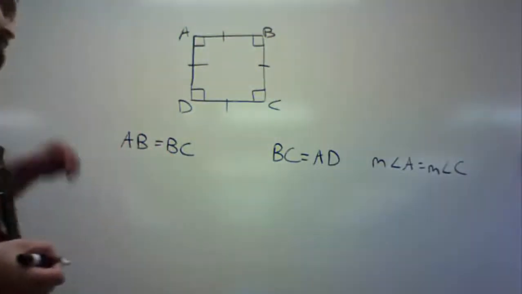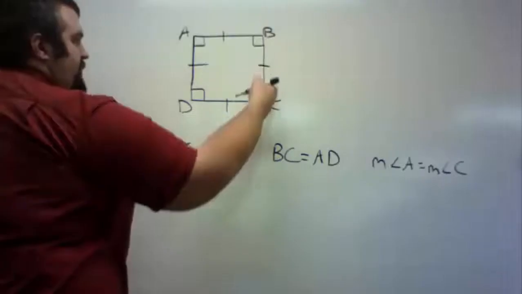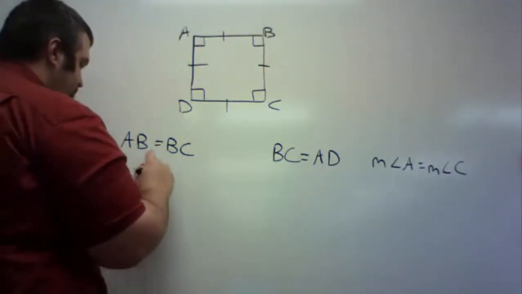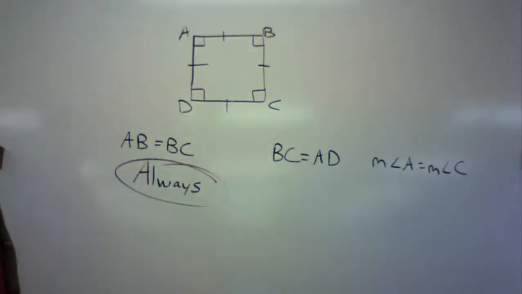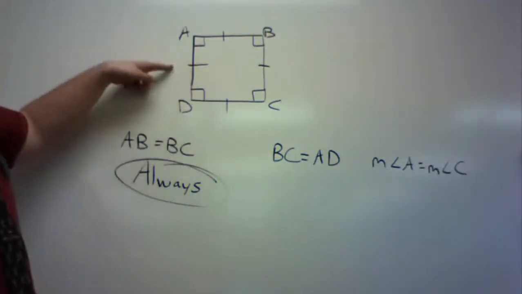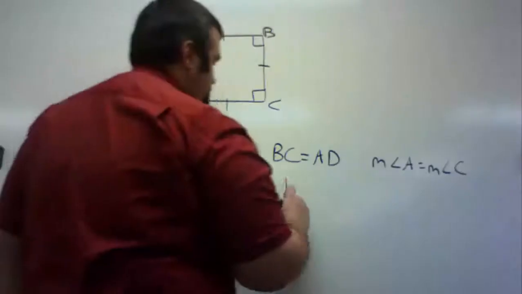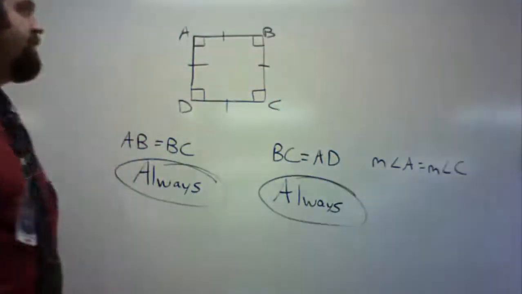So I look at my shape. Alright, segment AB and segment BC, they're both sides. Yeah, that's definitely true, always. Alright, how about segment BC and segment AD? Well, both of those are sides again. Always. Because the square has four congruent sides.